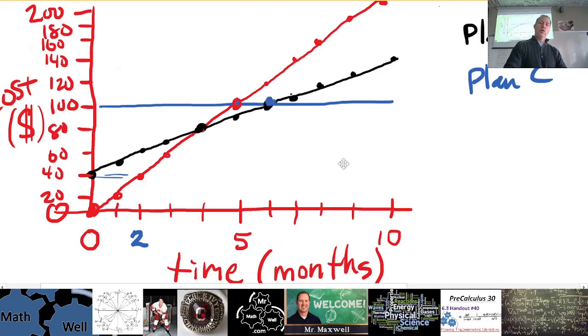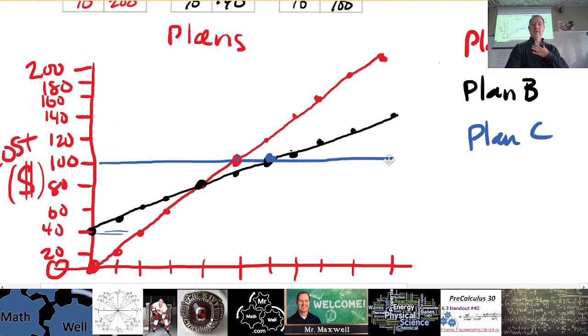Okay, so I'm a gym rat. I'm going to be here long term. I'm going to be here for at least 10 months, maybe more. What would you suggest for me? C. Someone else I haven't heard from. C? Okay, why plan C? It's cheaper. Yeah, we mentioned this before. At 10 months, you can see that the amount owing is a lot less for plan C, and we wouldn't want to be in plan A at this point, right? We wouldn't want to be in plan A.